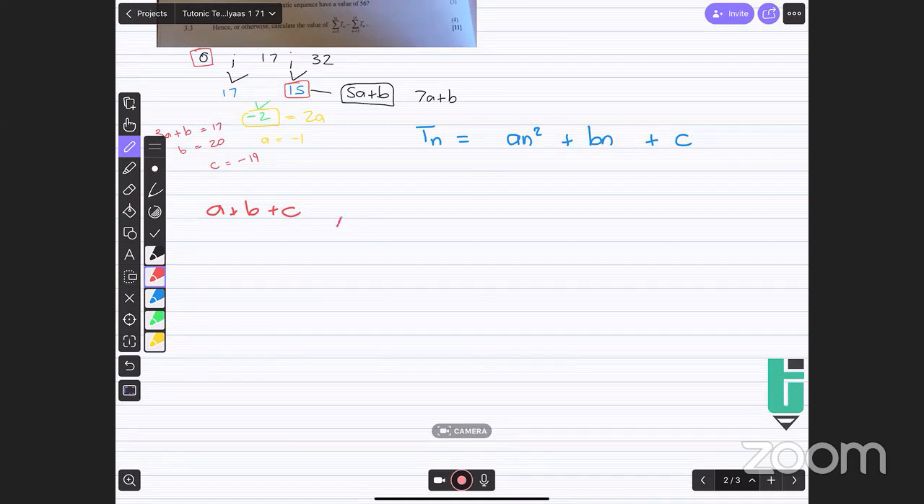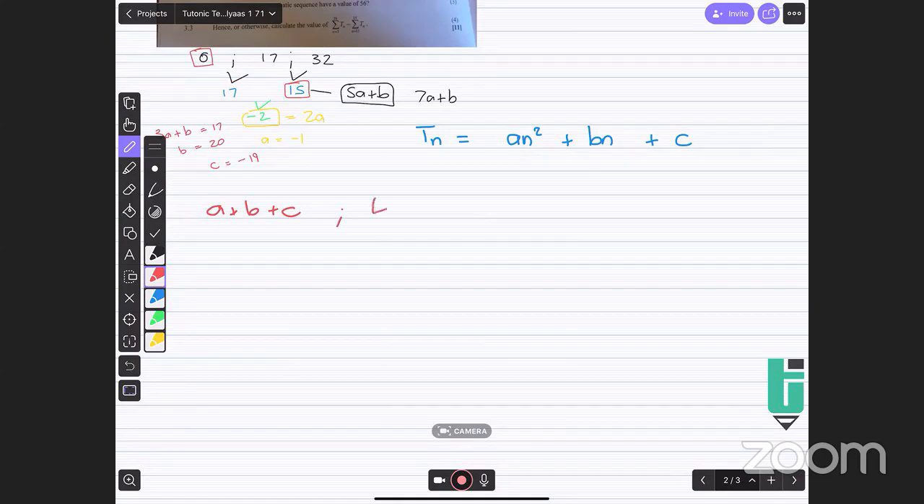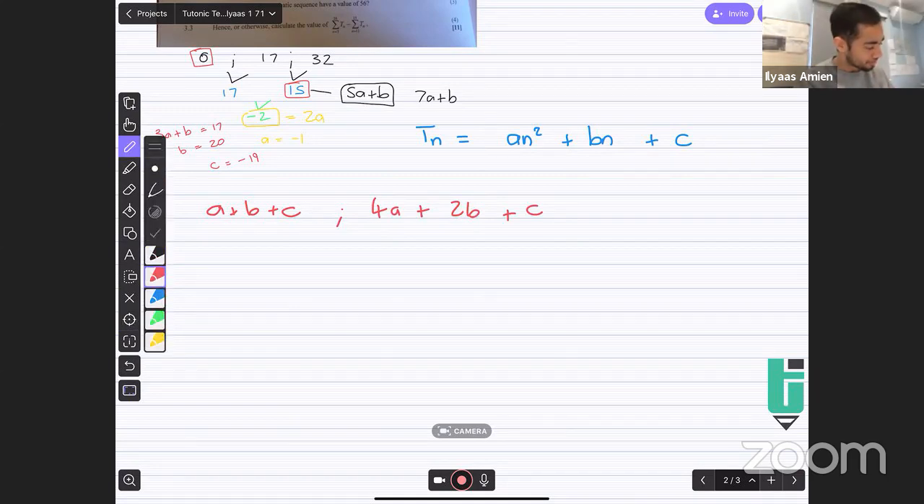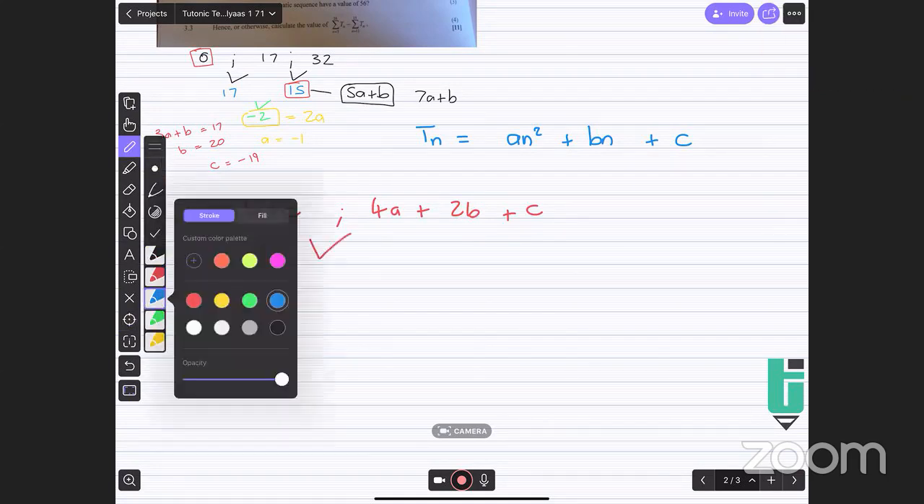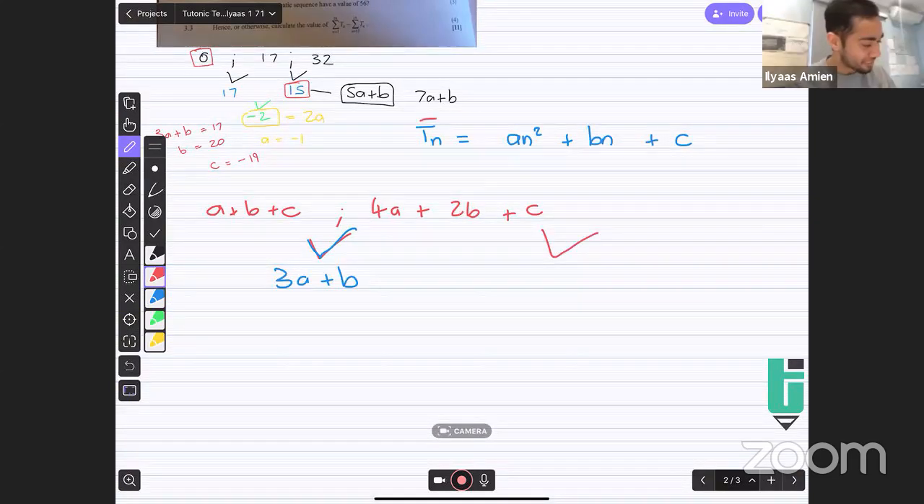Sub in 2 into the equation. 4a plus 2b plus c. Oh my god, I didn't know you could do that. I just memorized the stuff. Now subtract these two. What do you get? 3a plus b. Oh my god, that was so easy. Wow. What's the third term of the quadratic sequence?